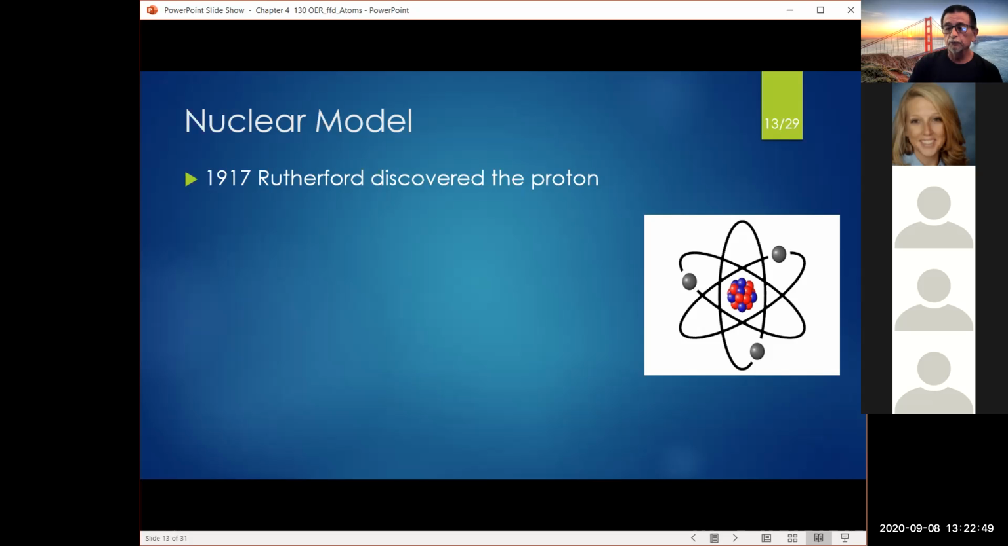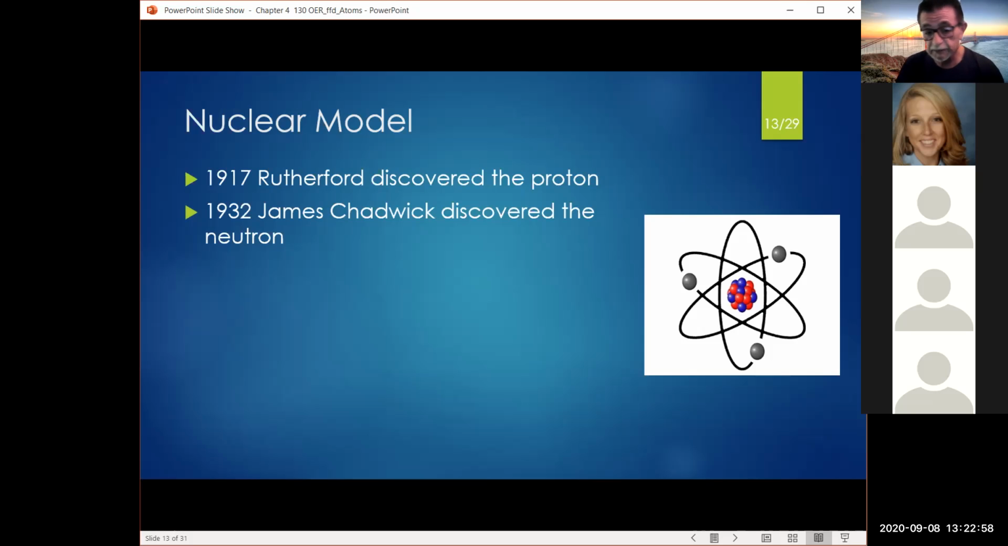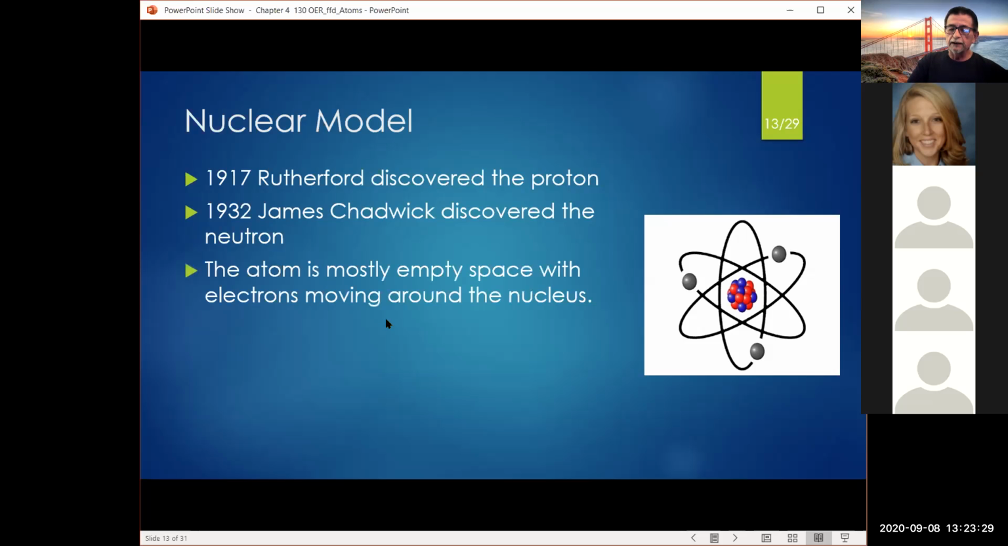Okay. Later on down the road, a few years later, in 1932, another scientist by the name of Chadwick is credited with discovering the neutron. So the model of the atom is coming around little by little. And so we have in the nucleus, in the center of the atom, the proton, and along with that, we have the neutron. But we still didn't know at this time how the electrons are occupying space, okay? And so that comes in later to explain what's going on.